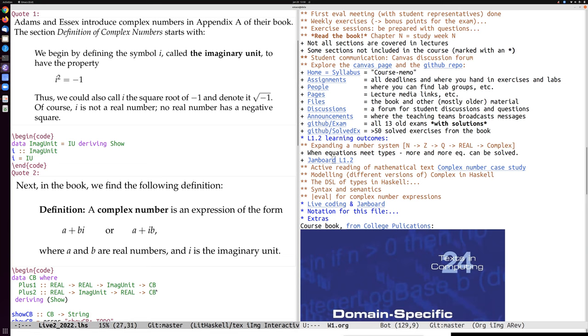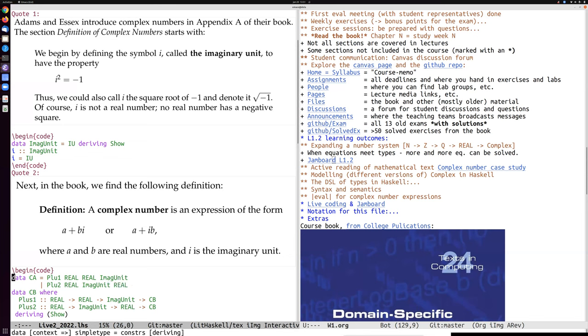And then it creates a value of type CB. I should mention that I'm using the notation for data type declaration which is called generalized algebraic data types. There is also a version of this where you just, maybe I should write that one. Maybe that could be CA. This is supposed to be the same, but I can't call them the same. So let's call them plu one real imag unit, or plu two real imag unit real. So this data type would be isomorphic to CB. It's just a different way of introducing data type declarations.